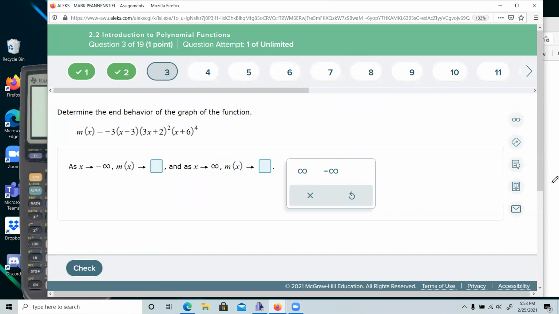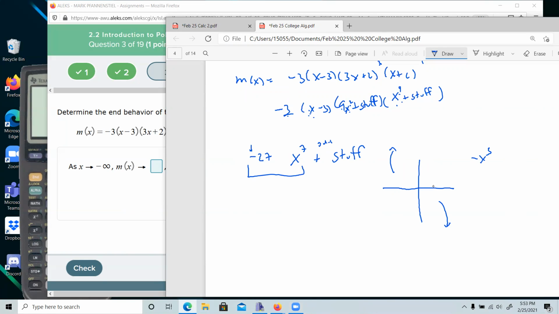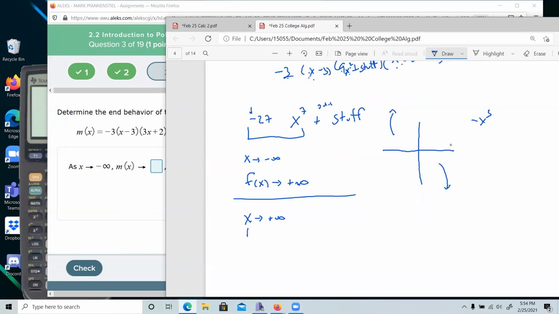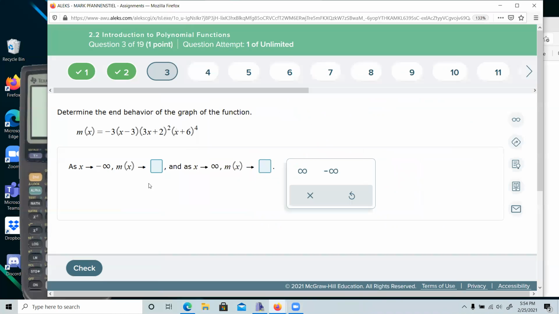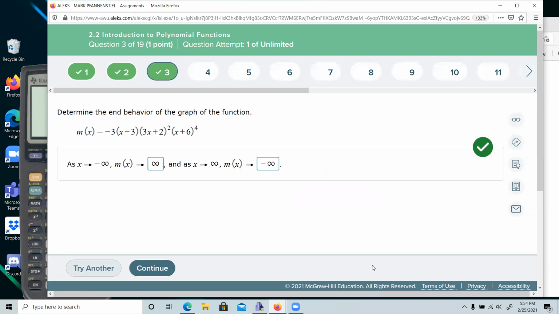So as x tends towards negative infinity, my f of x is going to positive infinity. As x tends toward positive infinity, then f of x tends towards negative infinity. Again, try not to write the equal signs, I know. So positive infinity, this one is going to negative infinity.